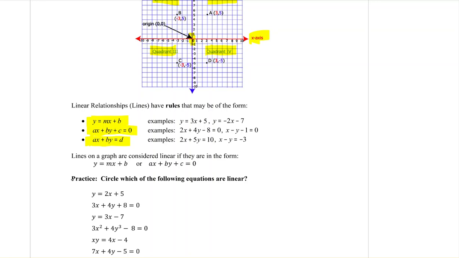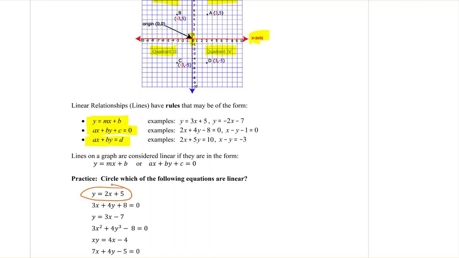So here's a bit of practice. It says practice. Circle which of the following are linear. Remember, linear means straight line. So the first one, y equals 2x plus 5. Is that going to be a straight line? Does it have normal x's and normal y's? Yeah. It's actually in the y equals mx plus b form. So yes, that one is a straight line. So circle it.